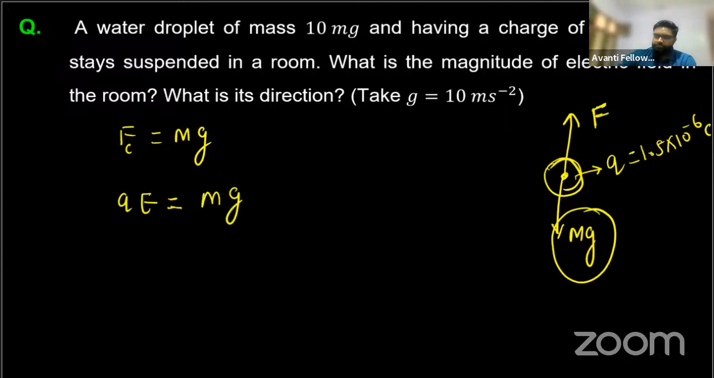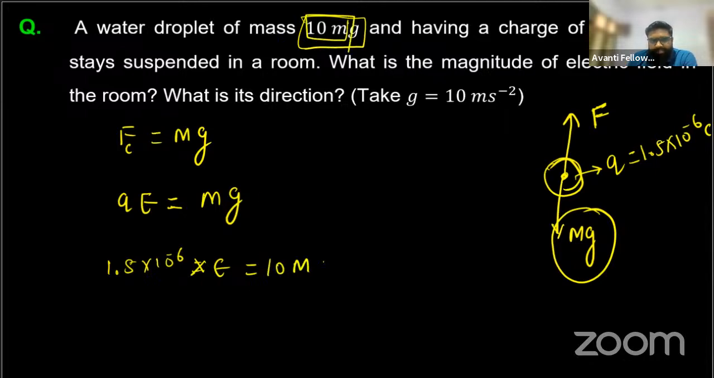Now, Q is given to us as 1.5 into 10 raised to the power minus 6. Electric field we are interested in. Mass is 10 mg. Look, this 10 mg is the total mass. Okay. So the mass is 10 mg, and it is 10 m into g. Okay. Now you can easily calculate it.